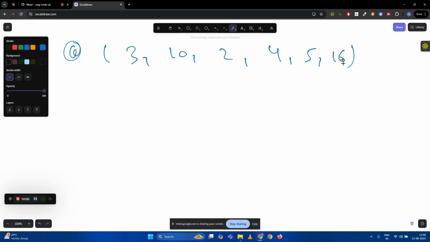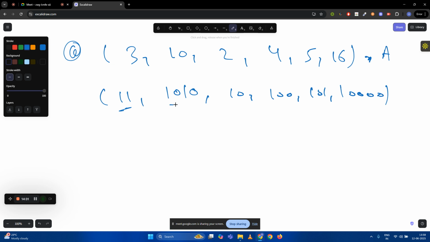You are given an array of integers. You need to sort this array according to their number of set bits. Like 10 is 1 0 1 0, 3 is 1 1, 5 is 1 0 1, and 16 is 1 0 0 0 0. You need to sort it according to their number of set bits. The one which has the highest number of set bits will come first.